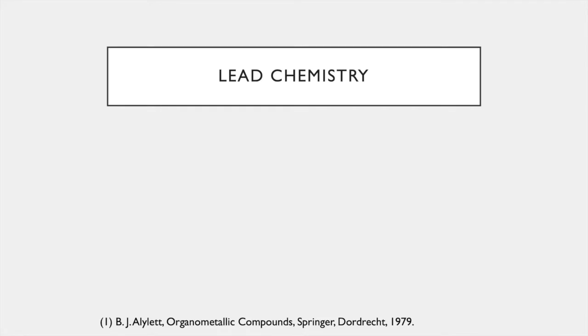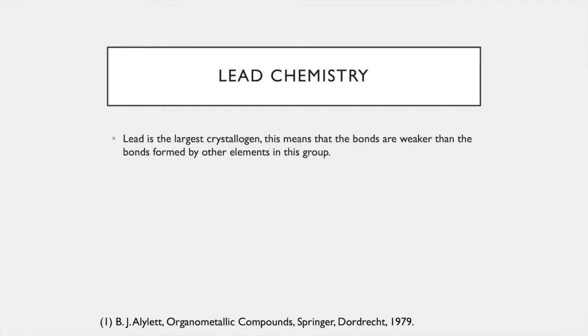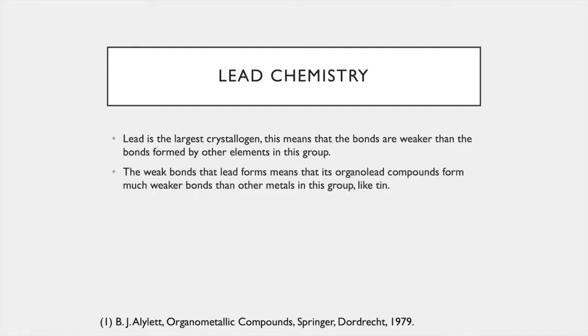Some general lead chemistry, simple stuff. Lead is the largest crystallogen. This means that the bonds are weaker than the bonds formed by other elements in the group. The weak bonds that lead forms mean that its organolead compounds form much weaker bonds, unlike other metals in this group like tin.